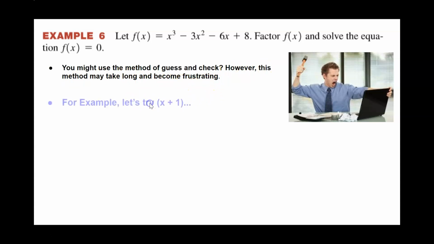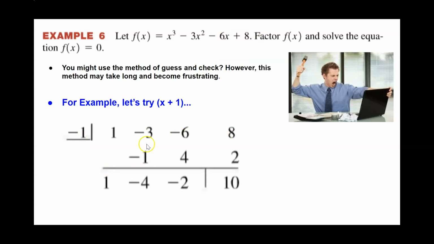How did it become frustrating? Because in your mind, let's just try x plus 1. We want to see if x plus 1 is a factor. Like I said, this part was not given to you, so we need to find something to do so we can start our synthetic division. So we're just going to do an easy number like 1. Remember, change the sign: -1 here, we put in our 1, -3, -6, and then 8. We do our synthetic division.